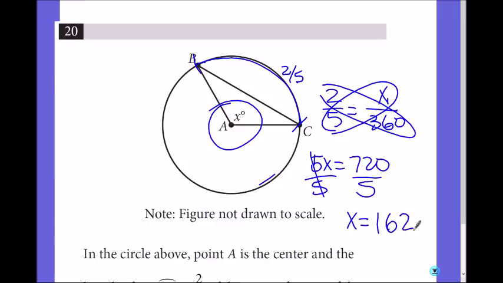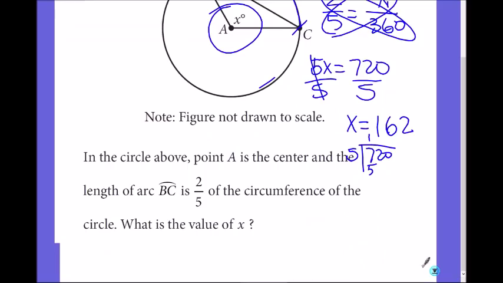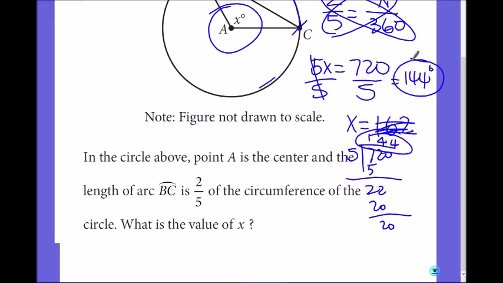Actually, I'm sorry, I did the math wrong. It is 144 when you divide 720 by 5. 144 degrees, but you don't have to put the units.